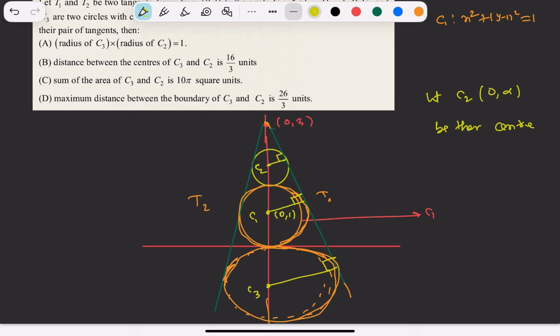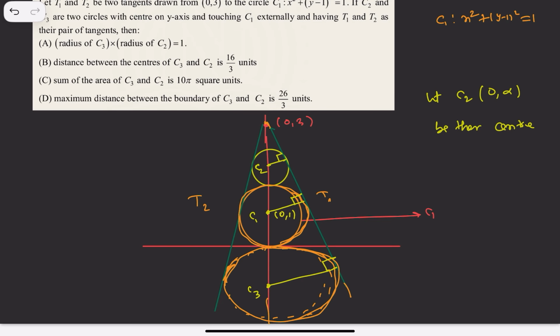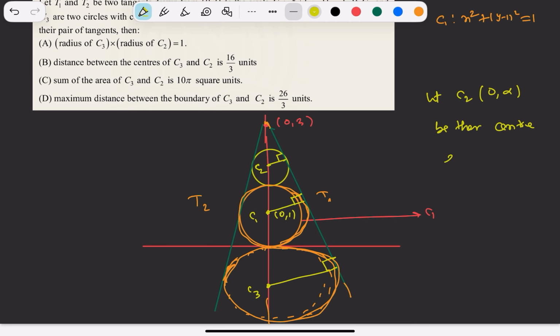So will you tell me what will be the radius here? The radius is nothing but this distance. This point is (0, alpha). It means from the origin up to here, how much distance do we have? Alpha. And this radius is 1, this radius is 1. So total here is 2 units, and the total is alpha units. So this distance is alpha minus 2 units. So the second radius will be alpha minus 2 units.